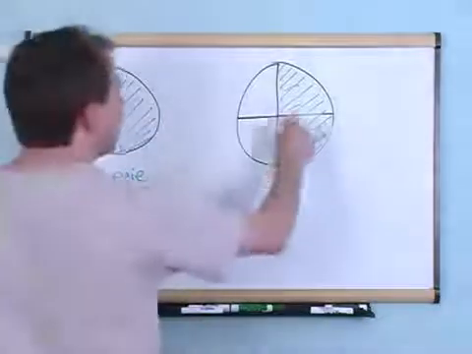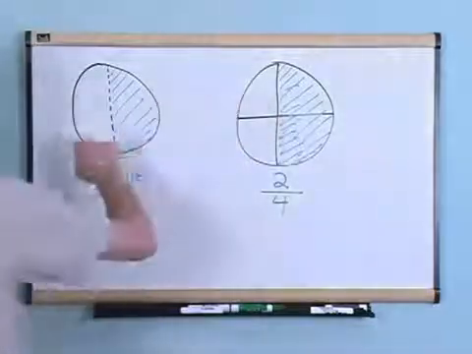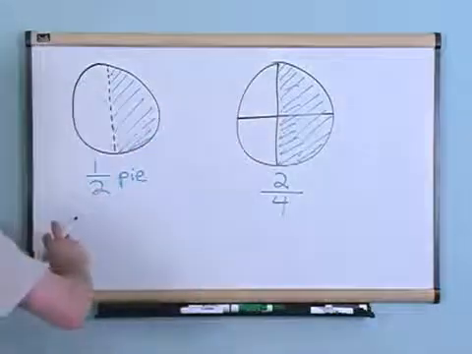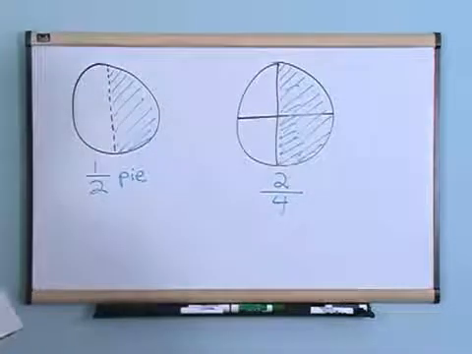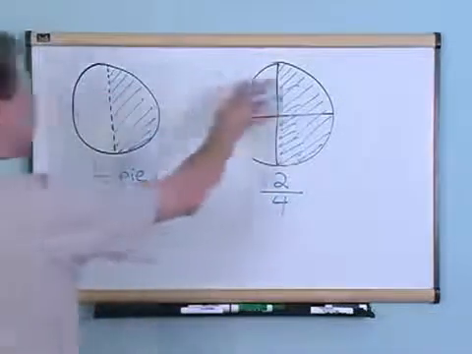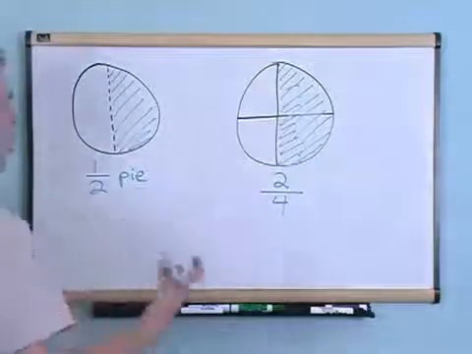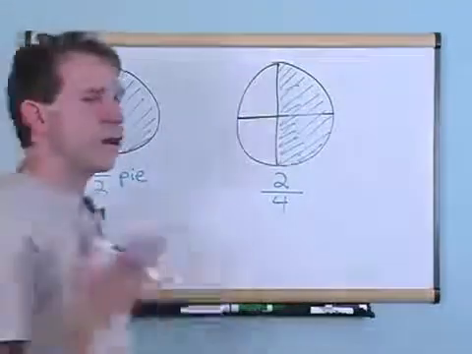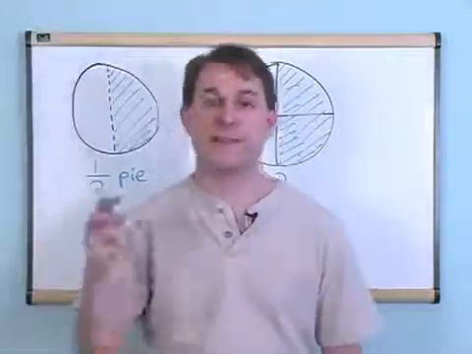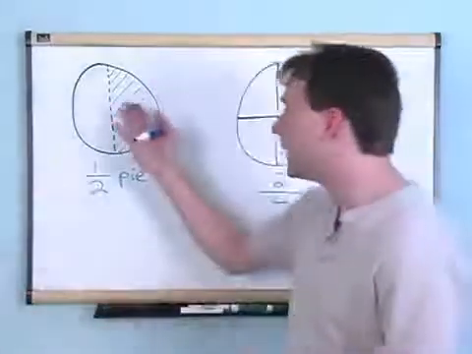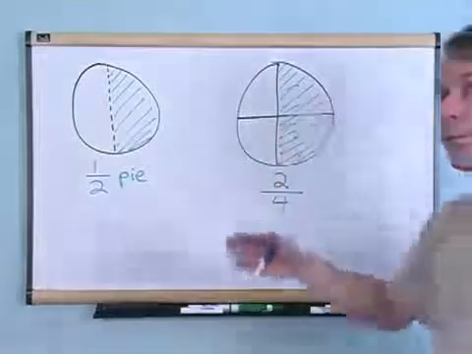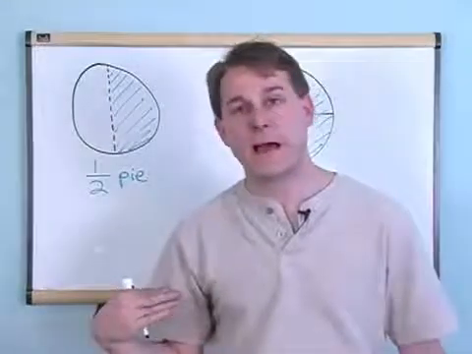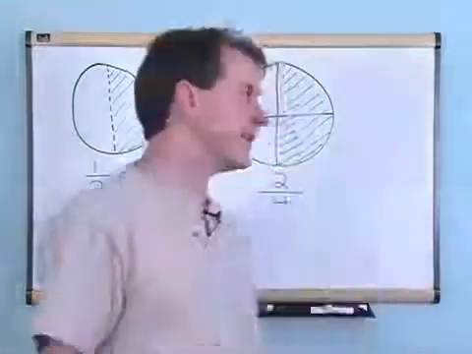Even though I've taken 2 pieces out of 4 over here, and even though I've taken 1 piece out of 2 over here, the total amount of pie that I eat in each case is the same. So in other words, these 2 fractions, even though they look different, are the same thing. They're no different from one another. I cut the pie in 2 pieces, I eat half the pie. If I cut this pie into 4 pieces and then take 2 away, I've eaten the same amount of pie. It is exactly the same thing.